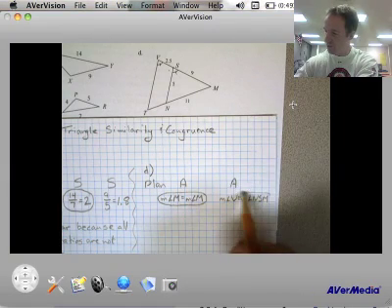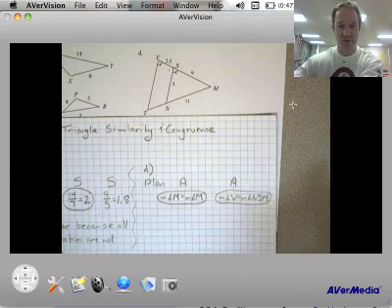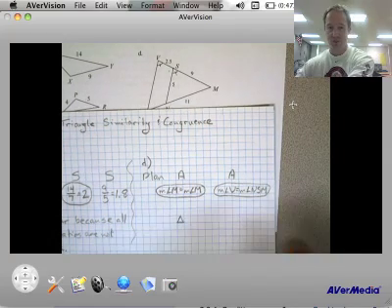So we are done with our plan. We needed 2 pairs of angles. We've got 2 pairs of angles being the same, so we're done with our plan. So we're ready to say that the triangles are similar.